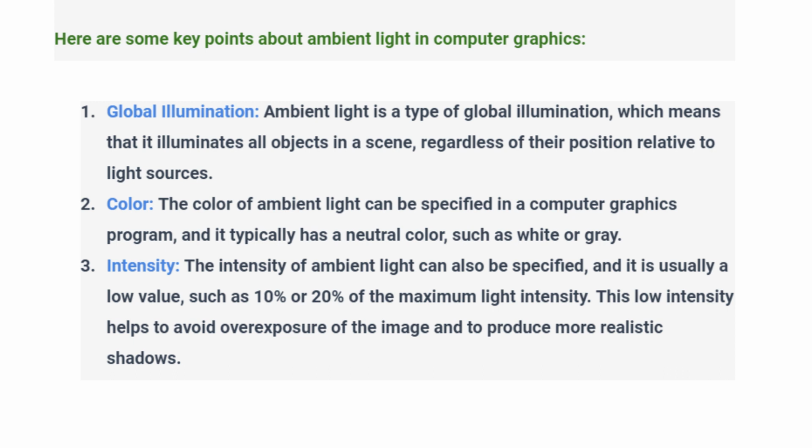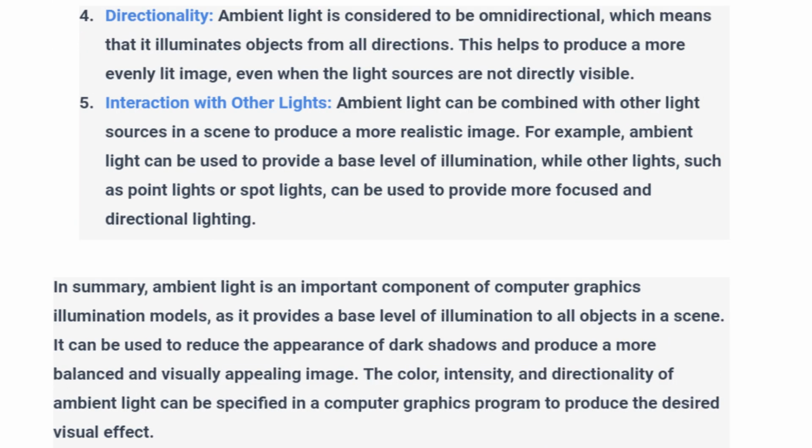Color. The color of ambient light can be specified in a computer graphics program, and it typically has a neutral color, such as white or gray. Intensity. The intensity of ambient light can also be specified, and it is usually a low value, such as 10% or 20% of the maximum light intensity. This low intensity helps to avoid overexposure of the image and to produce more realistic shadows.